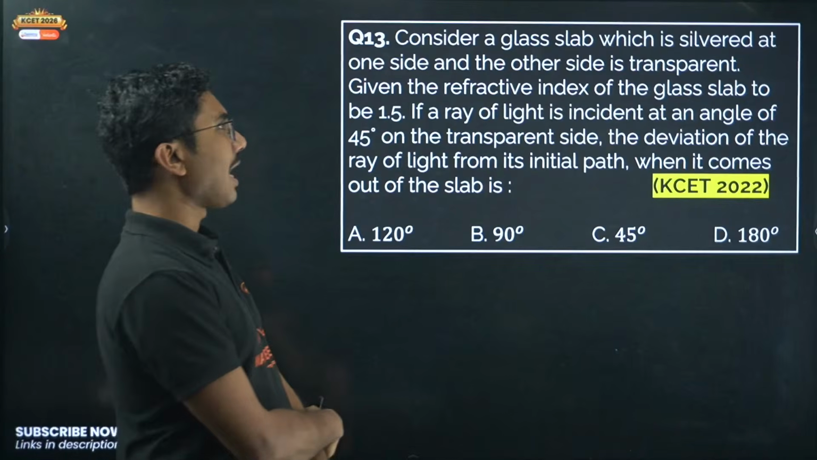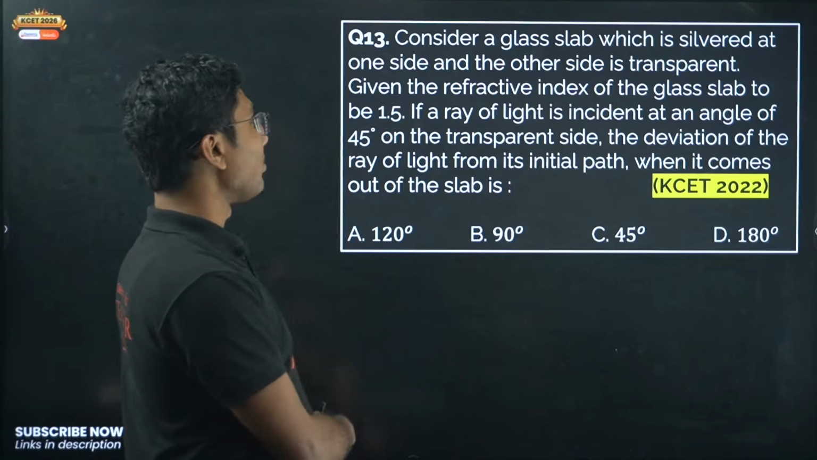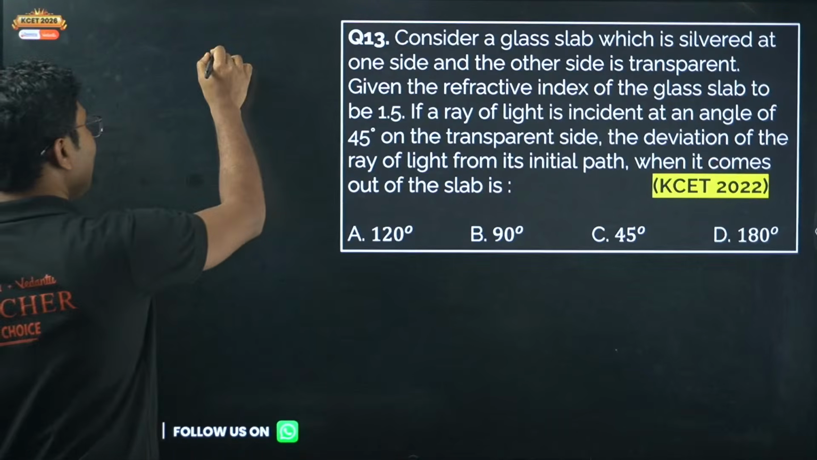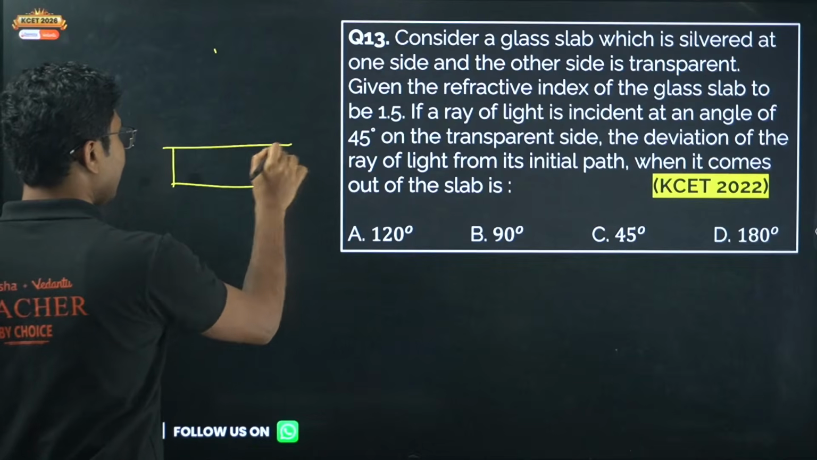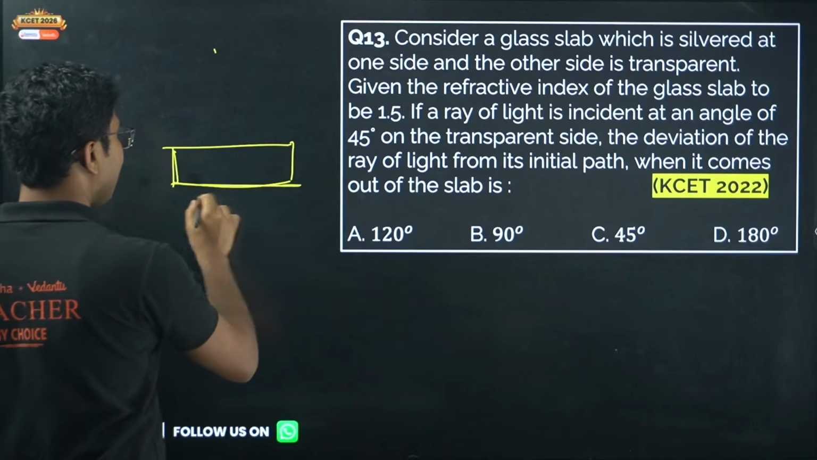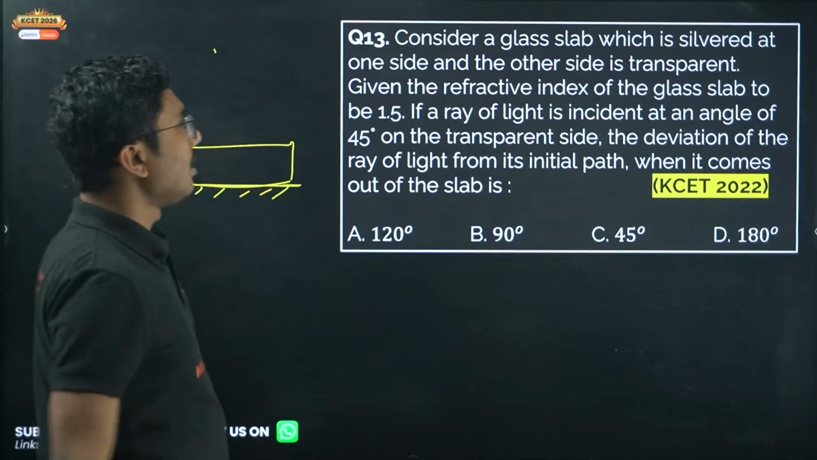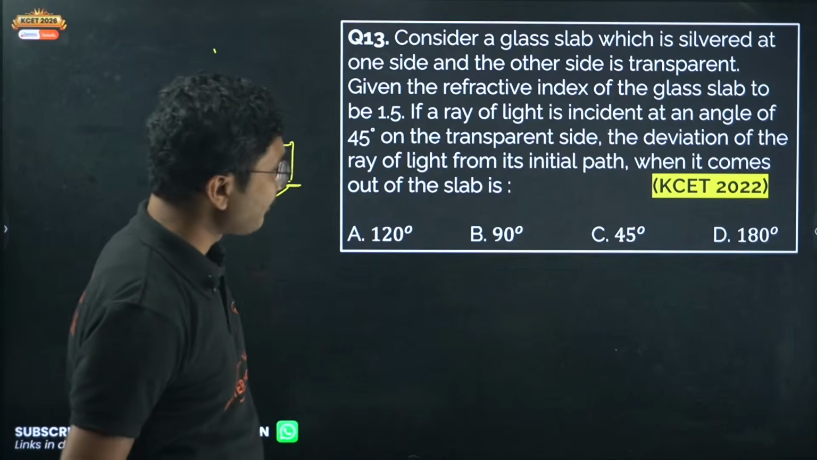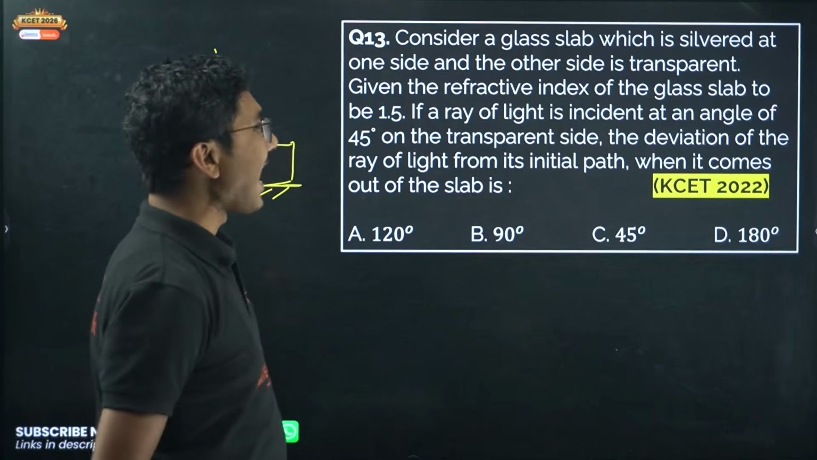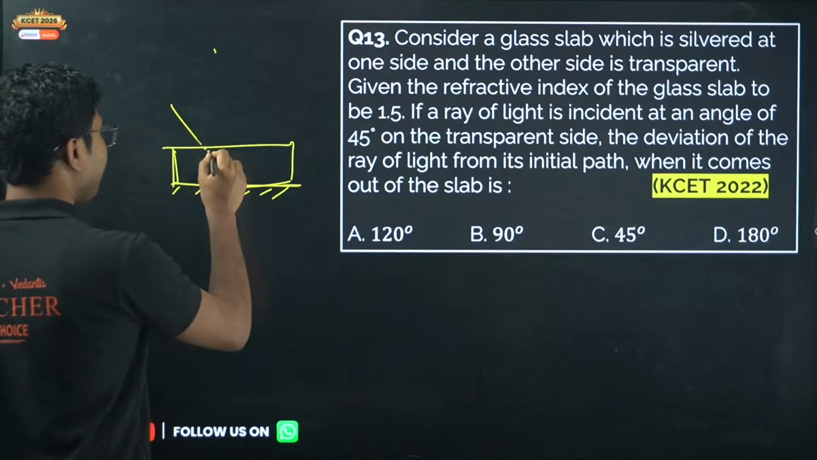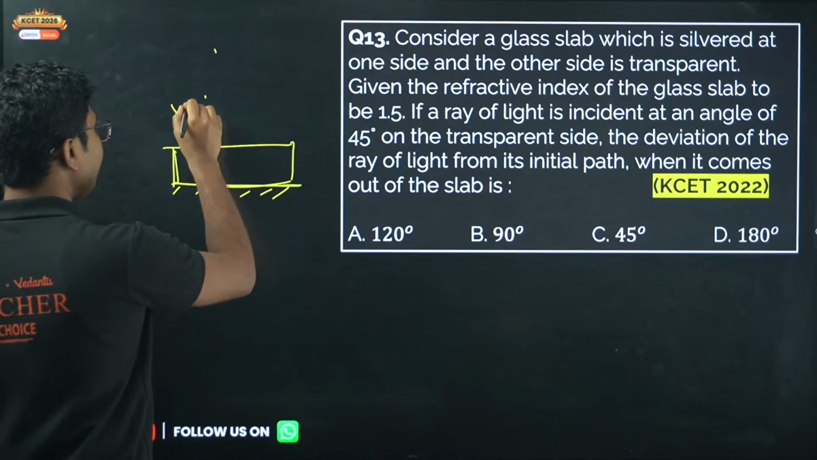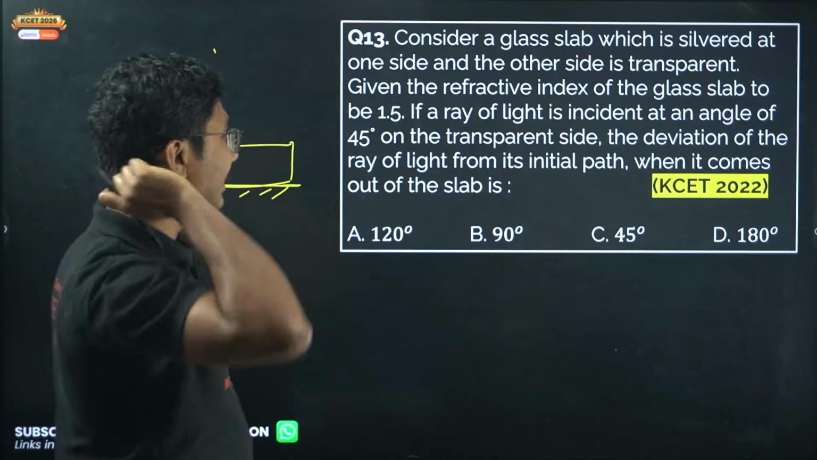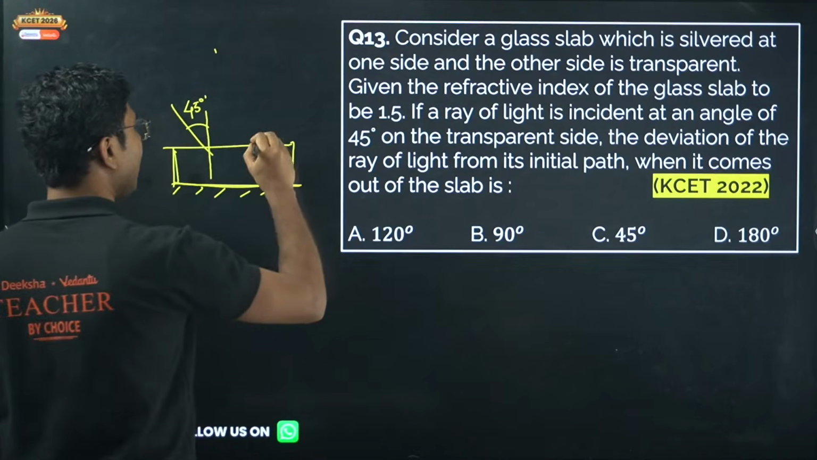Consider a glass slab which is silvered at one side, and the other side is transparent. We have a glass slab, which means not a mirror. The glass slab is silvered at one side, and the other side is transparent. Given the glass slab of refractive index 1.5, if a ray of light is incident at an angle of 45 degrees on the transparent side, so this angle is 45 degrees. Okay, what will be the deviation of the ray of light when it comes out of the glass slab?